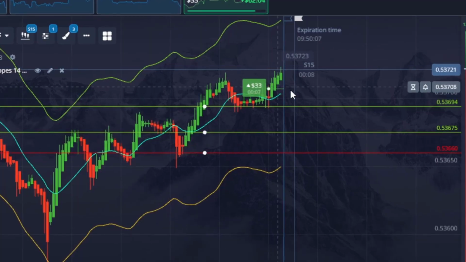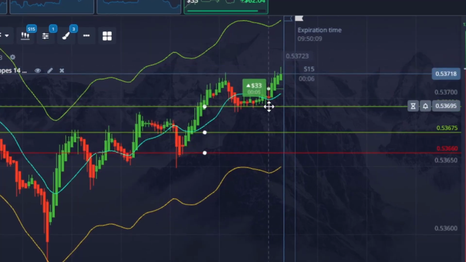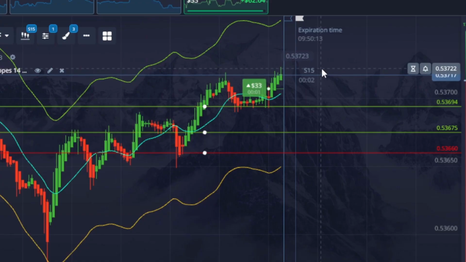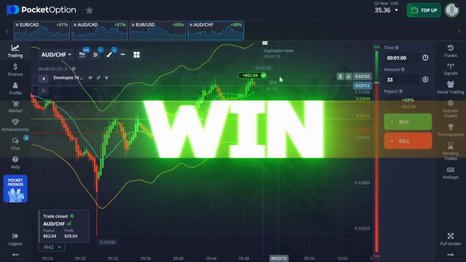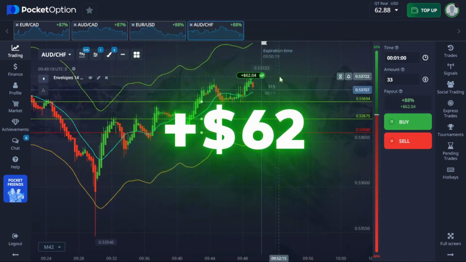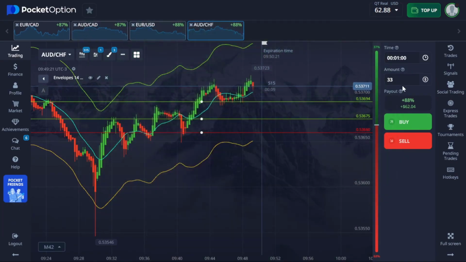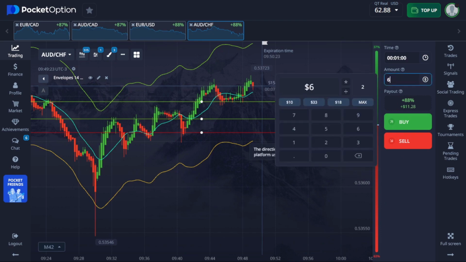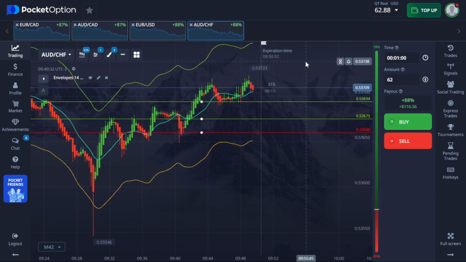Let's go to that again. 15 seconds. All right, that gives us confirmation to wait for the break, and I can enter the upside of this. And look at this, guys, a second win on the same pair. What is good for that? $62.